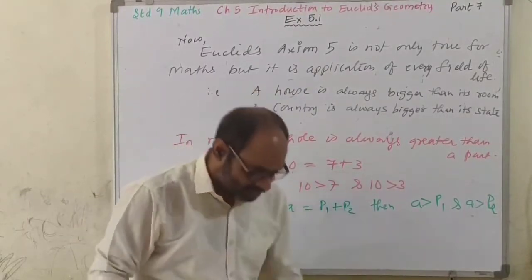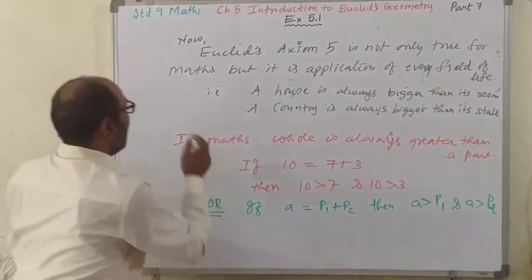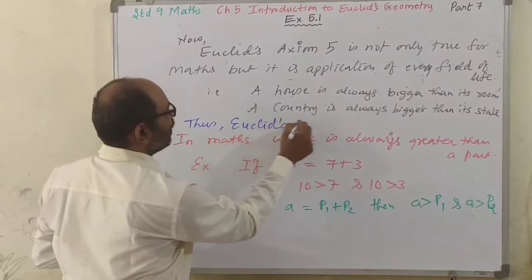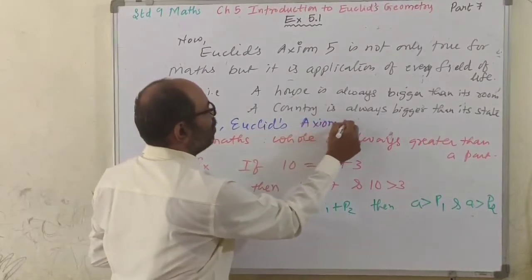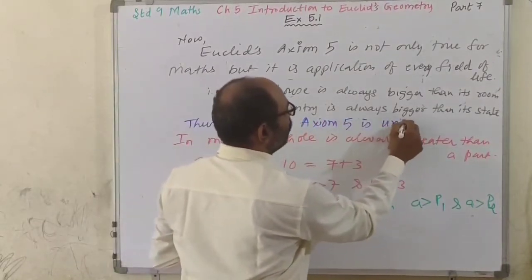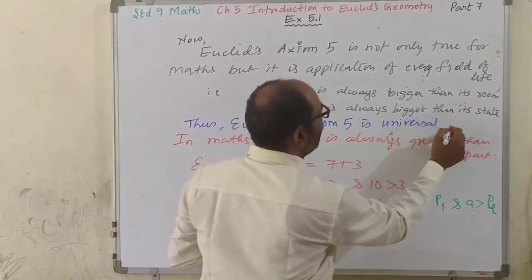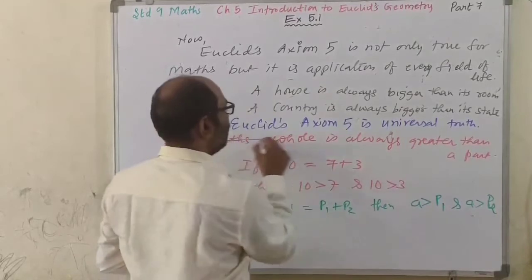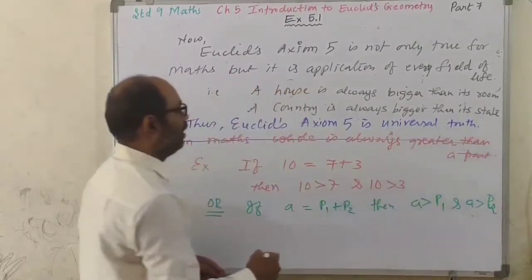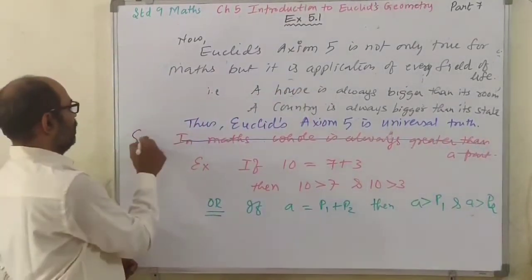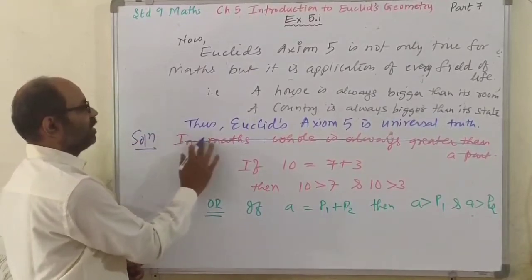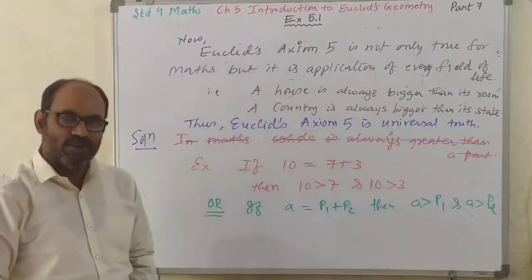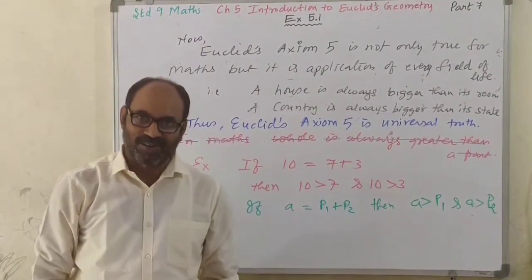Thus, Euclid's axiom 5 is a universal truth. Alright? That is the statement. Sorry, this is the solution. It starts from here. And this is how you can copy it in your notebook. I hope you have understood.